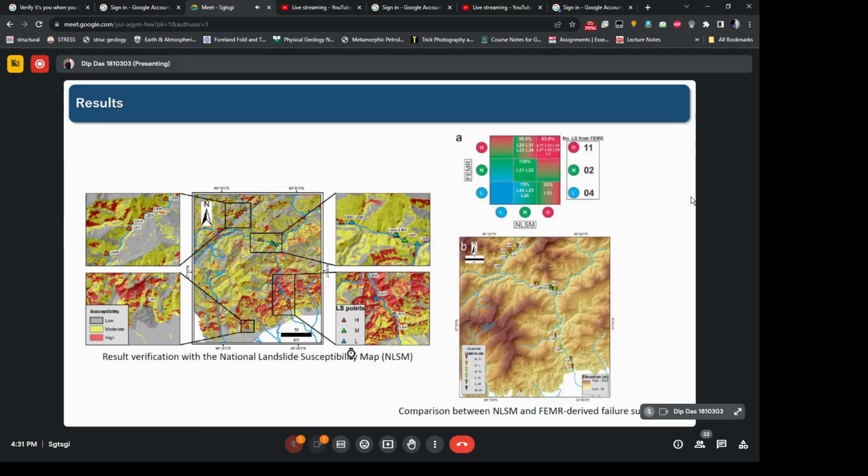Now, I compared my result with the national landslide susceptibility map here. By comparing the susceptibility from the NLSM and my study, what I see is that most of the data are in good agreement with the national susceptibility map, and based on these two, I then finally propose several vulnerable slopes. And here we see the slopes marked which are vulnerable. The most vulnerable one is marked by red color here.